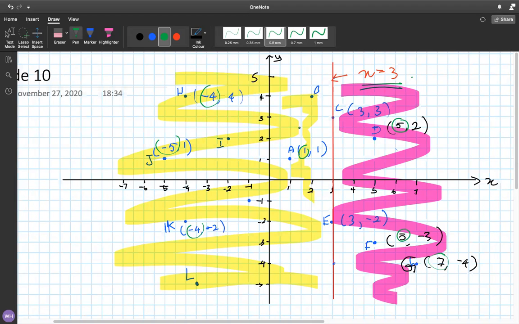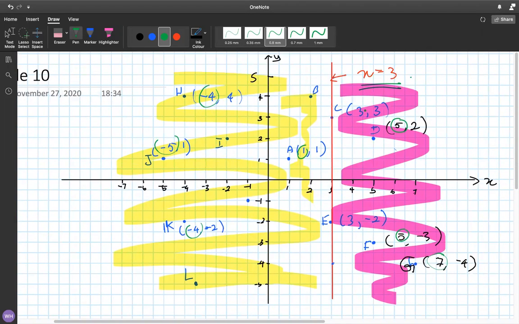Now, if you are asked to color a region on a particular coordinate plane, you have to use this basic principle.